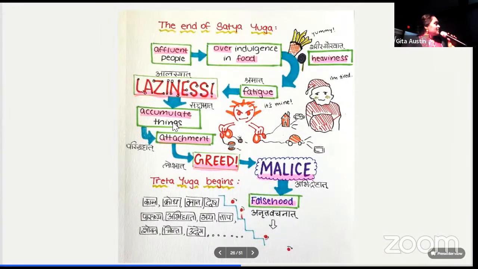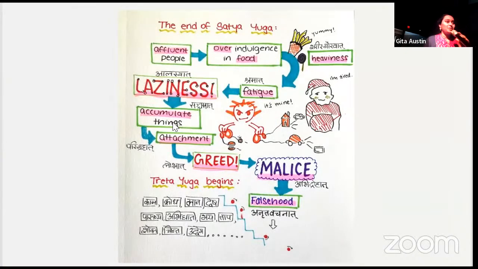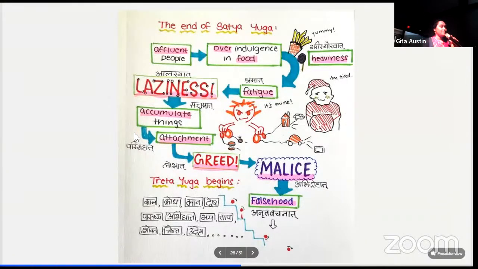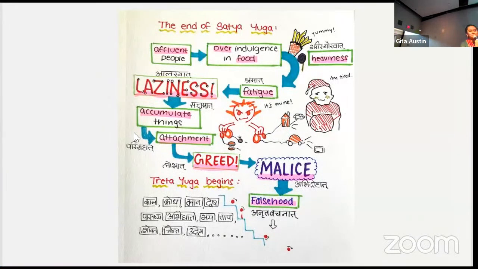And because you're lazy, you want to sit in the same place and get everything near you, right? You don't want to move because you're lazy. And then what happens after you accumulate things, like this book is mine. I don't want to give it to anyone. So now I'm attached to this book. And now what? I have one. I want more. So I get greedy.